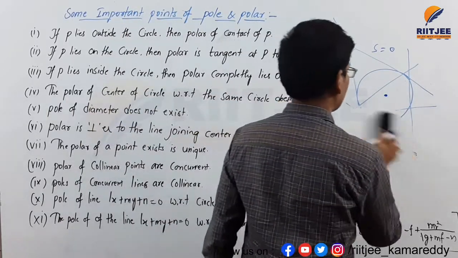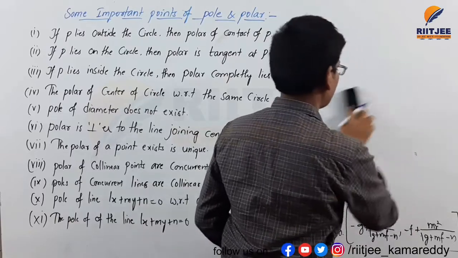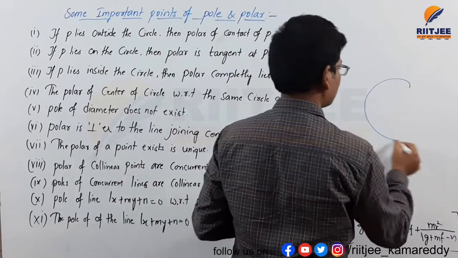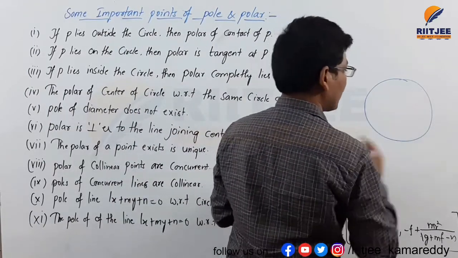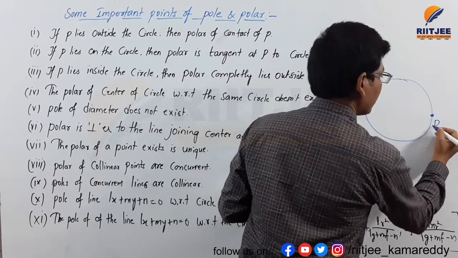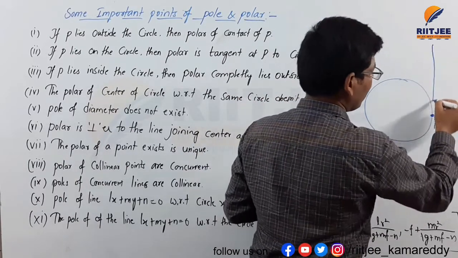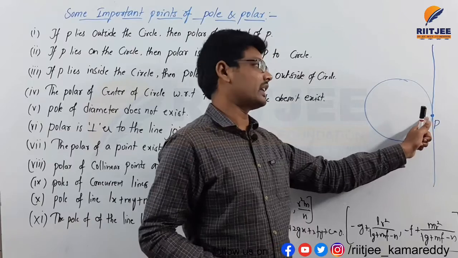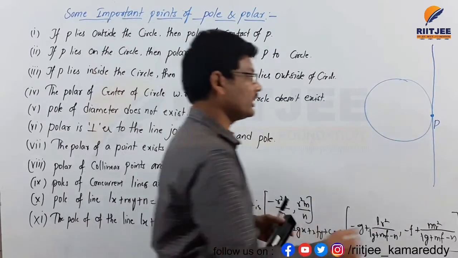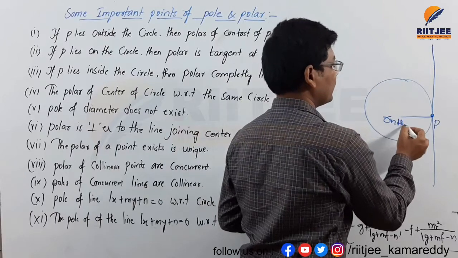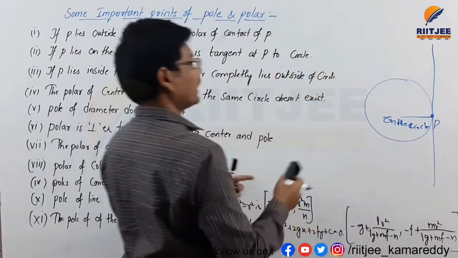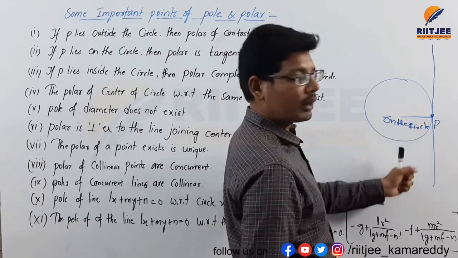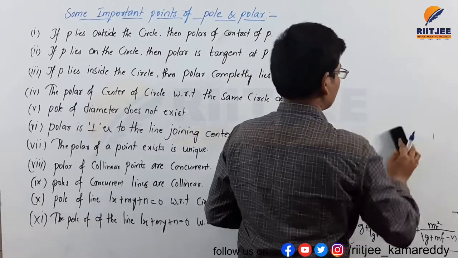And the second one: we get points of contact if P lies outside of the circle. If P lies on the circle, what will happen here? If P lies on the circle, then we are going to get only a tangent. It meets at one point on the circle. This is called a tangent. A tangent is nothing but a line which touches a circle at one point.